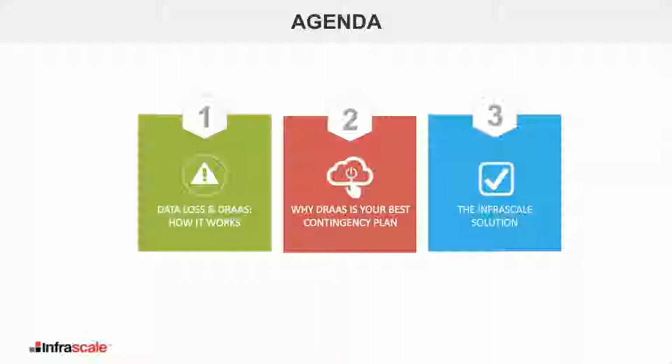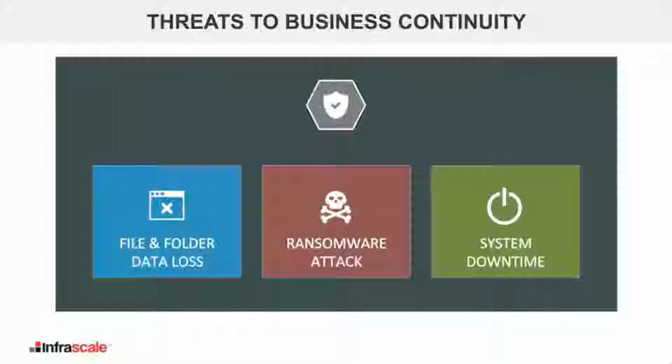All right, so we are going to start by taking a look at threats to business continuity and looking at these threats that Infrascale addresses as well. So we are going to talk about the loss of data due to file and folder data loss, which is very common. We're going to look at data hijacking, like ransomware. We hear these threats on the news all the time, so that's really important to address. And then also business downtime by having systems and servers go down.